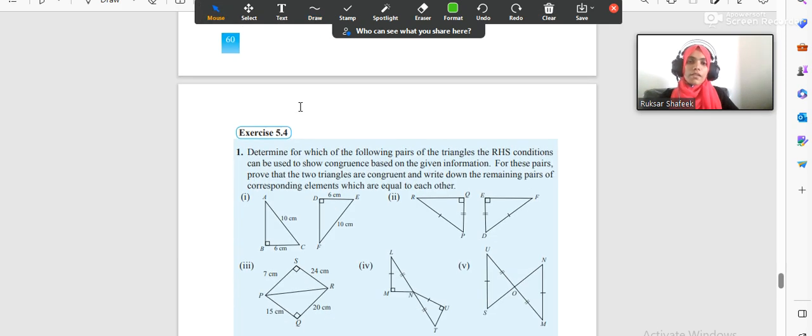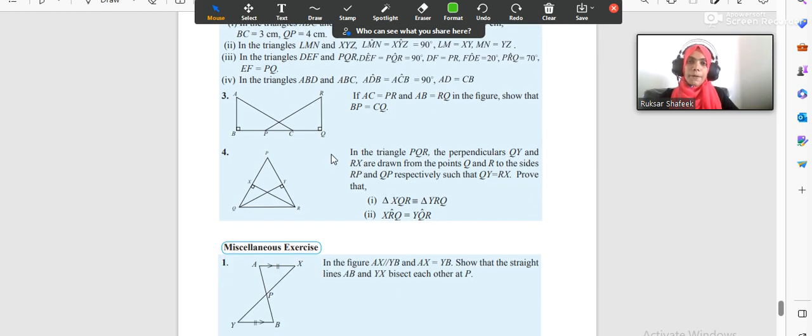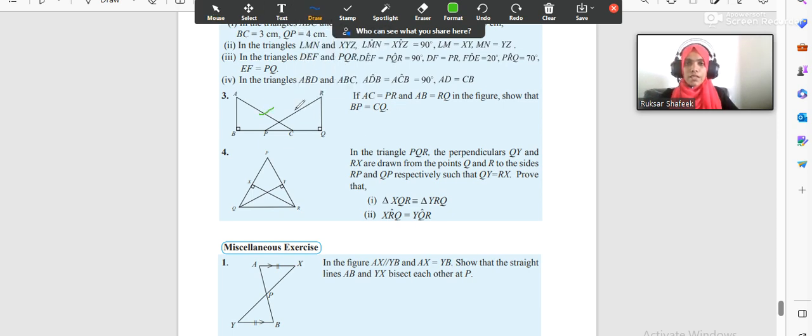So, basically those are the four cases there, and we have an exercise related to that part itself. So, looking at one of the questions, if AC is equal to PR, so let me just mark that, if AC is equal to PR and AB is equal to RQ, okay. Show that BP is equal to CQ, okay. That is a little bit of a different question. We need to show that this and this are equal.